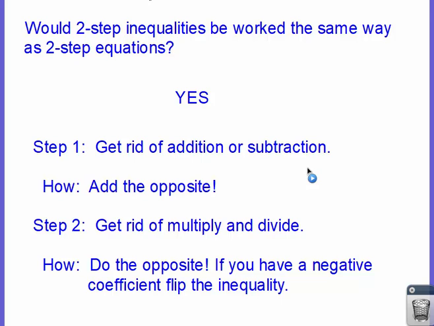Get rid of the multiply divide. Well, we do the opposite, but we need to remember that if our coefficient is negative, we're going to flip the inequality. Okay? So what I'd like for us to do is I just want to work a few two-step inequalities, and then we'll call it a day.